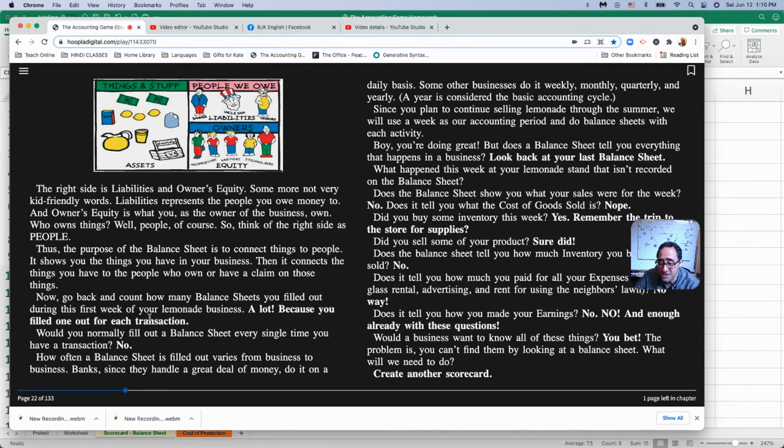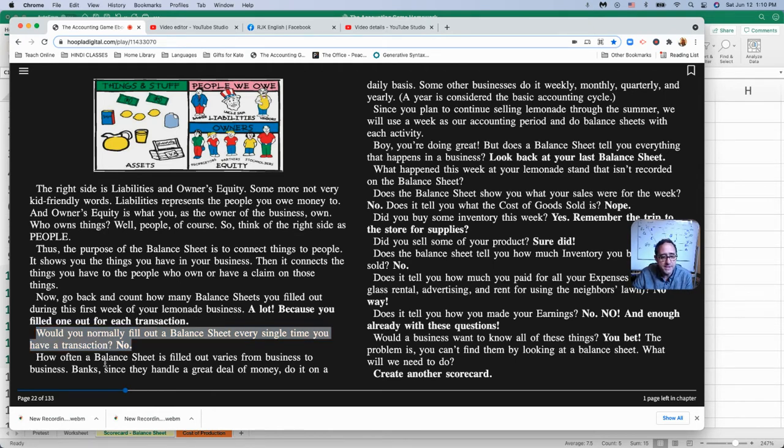Okay, now how many balance sheets did I fill out? A lot, because I was doing a lot of transactions. Would I normally fill out the balance sheet every time I do a transaction? No. The balance sheet is really a financial statement, but we're just starting the business out, right? So we're just learning to do this.